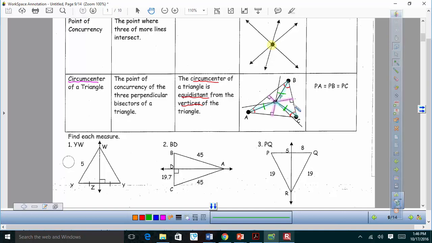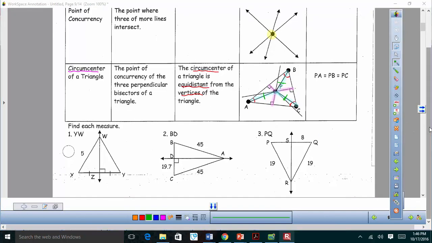So does this look very similar to the same picture that we had on Friday? It should, because we were looking at angle bisectors, which look very similar to these, and then the point from the incenter to the side, which looks like our perpendicular bisector. Okay, so let's try to apply these to some problems.